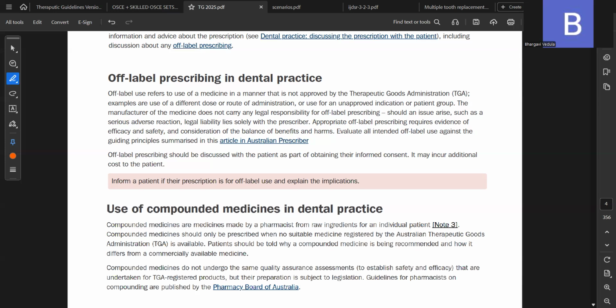Okay, again, they have highlighted this point. Inform a patient if their prescription is for off-label use and explain the implications.